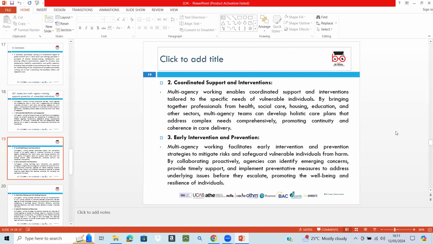This proactive approach enhances the well-being and resilience of vulnerable individuals by addressing underlying issues early on and reducing the likelihood of harm, promoting a supportive and protective environment. Multi-agency working plays a crucial role in promoting early intervention and prevention strategies that contribute to the overall safety and well-being of vulnerable individuals in adult social care settings.